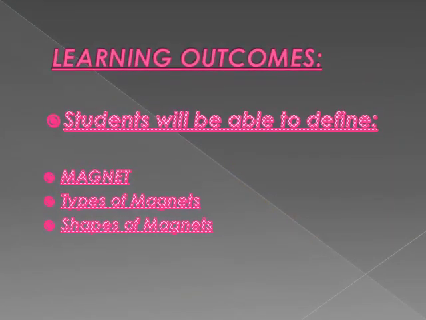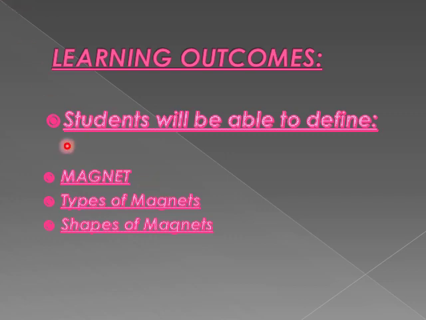My dear students, here are the learning outcomes for you. You will be able to define magnets, the types of magnets, and the shapes of magnets. So, my dear students, what is a magnet? Think. Yes, an object that can attract iron is called a magnet.